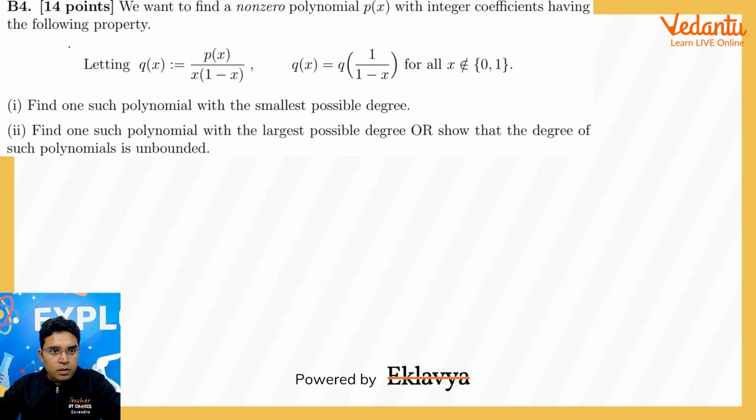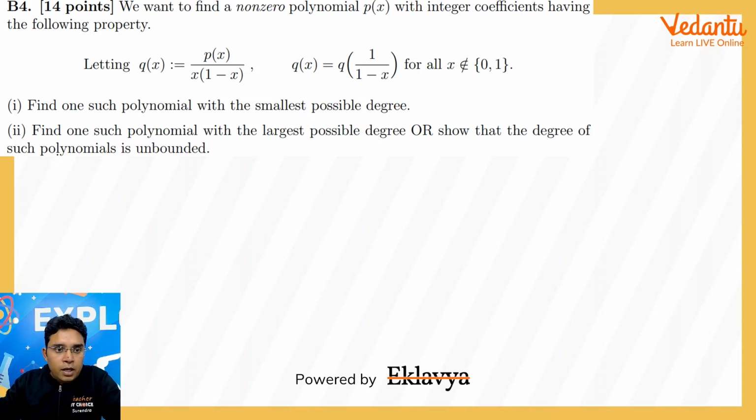Coming to question number 4, it says we want to find a non-zero polynomial P(x) with integer coefficients having the following property: that Q(x) is equal to P(x) upon x into 1 minus x, and Q(x) is also equal to Q of 1 upon 1 minus x, for all x not equal to 0 and 1. Find one such polynomial with smallest possible degree. Find one such polynomial with largest possible degree, or show that the degree of such polynomials is unbounded.